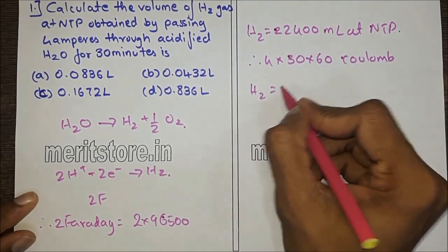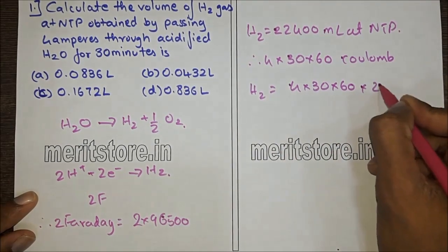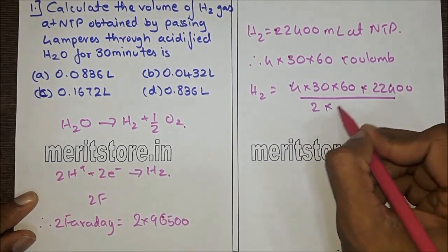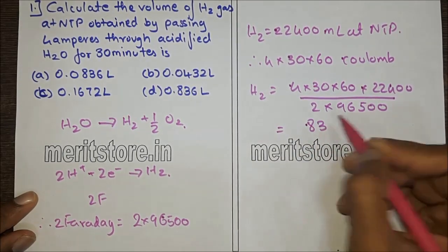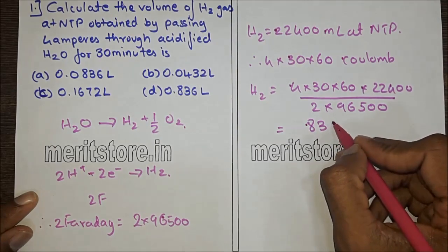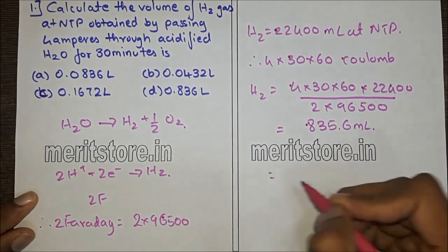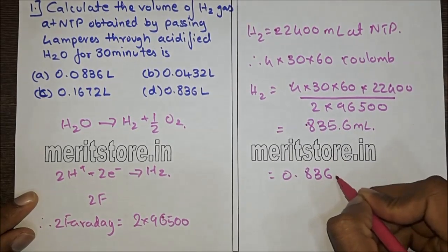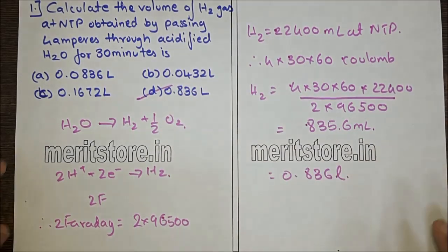Therefore H2 equals 4 into 30 into 60 into 22,400 upon 2 into 96,500, which is equal to 835.6 ml, which is 0.836 liters, which is our answer. It matches option D. Therefore option D is the correct answer.